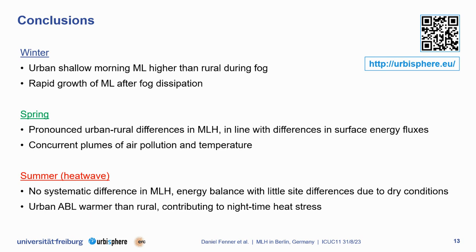In winter, we have a shallow morning mixed layer that was higher. We had less fog in the city observed, and then rapid growth after the fog dissipates, of course. In the spring, we saw the biggest differences, over 10% increase in the height of the mixed layer, pronounced differences. And the interesting thing was upwind, lower height over the city. It was elevated, but it stayed elevated downwind.